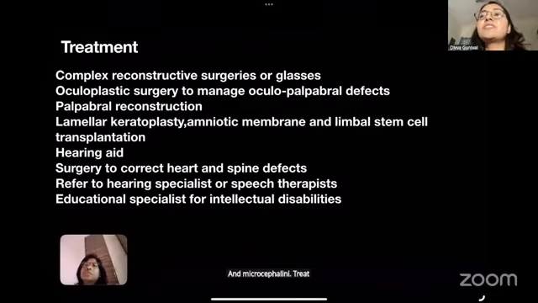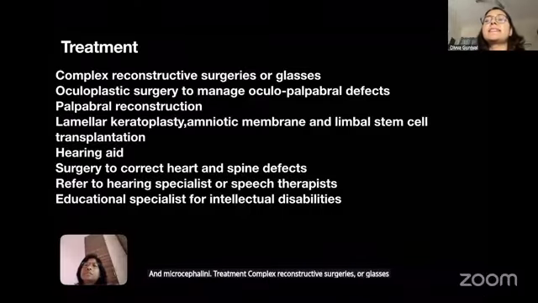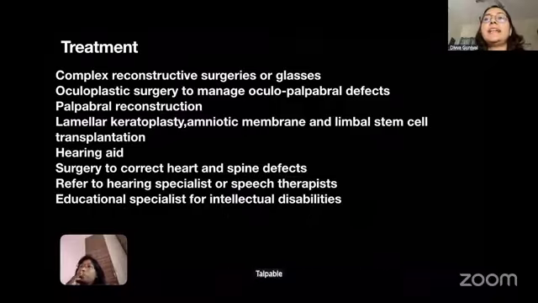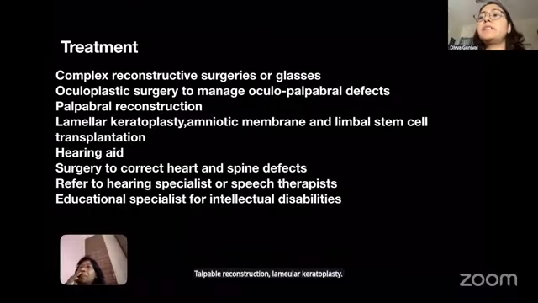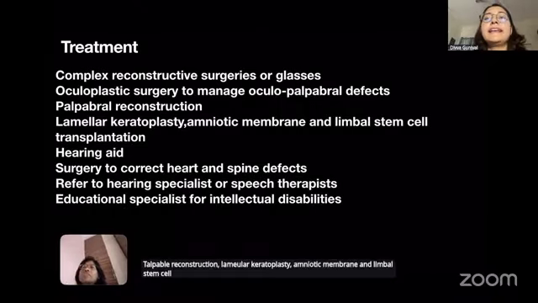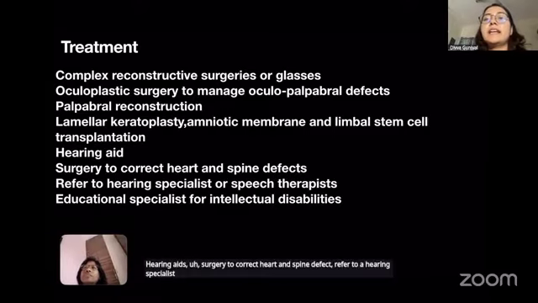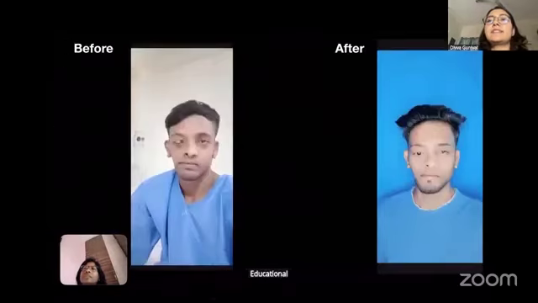Treatment: complex reconstructive surgeries or glasses, oculoplastic surgery to manage oculopalpebral defect, palpebral reconstruction, lamellar keratoplasty, amniotic membrane and limbal stem cell transplantation. Hearing aids, surgery to correct heart and spine defects, referral to a hearing specialist or speech therapist. Educational specialist for intellectual disabilities.